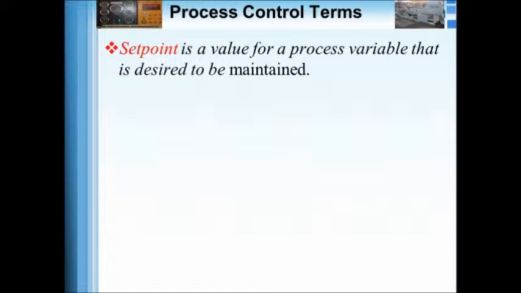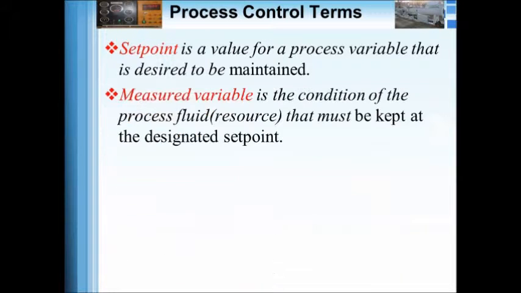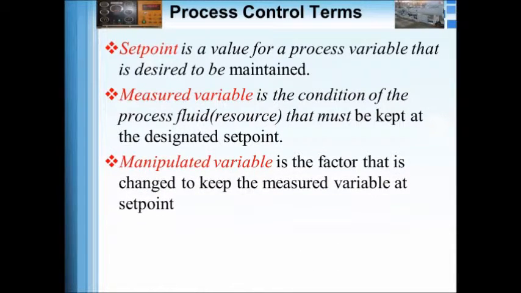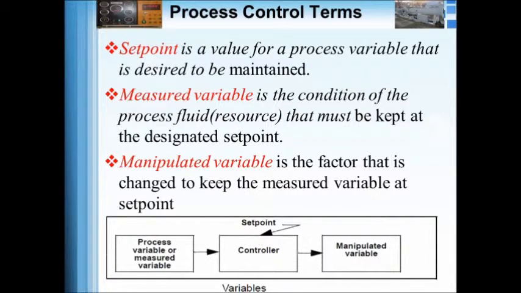Set point is a value for a process variable that is desired to be maintained. Measured variable is a condition of the process fluid or resource that must be kept at the designated set point. Manipulated variable is the factor that is changed to keep the measured variable at the set point. These are examples of the process variable, set point, control, and manipulated variables.